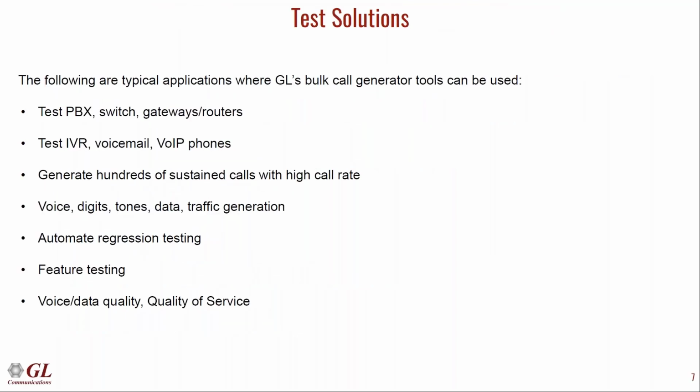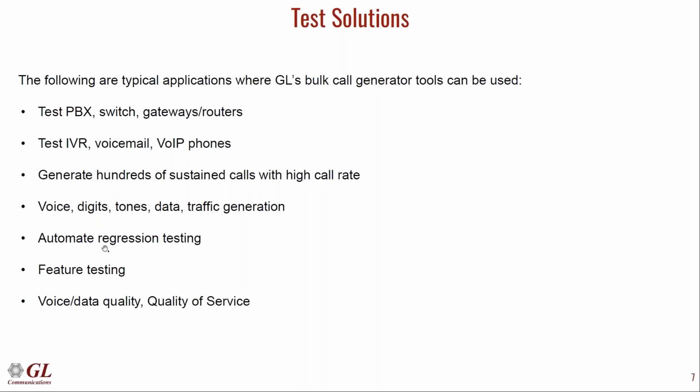Okay, so this is just more about what you can test. You can test all sorts of things. You can test your private branch exchange. You can test switches, gateways, routers. You can also test services like interactive voice response and voicemail. We talked about the fact that you can generate hundreds of calls, and we can send all sorts of different types of traffic in these calls: voice, digits, tones. We can send data. We can send instant messages. We can generate all sorts of different traffic.